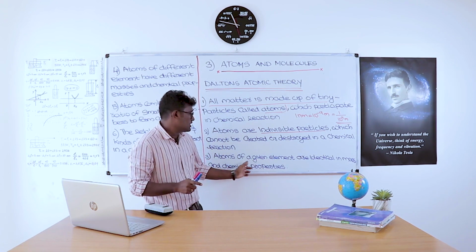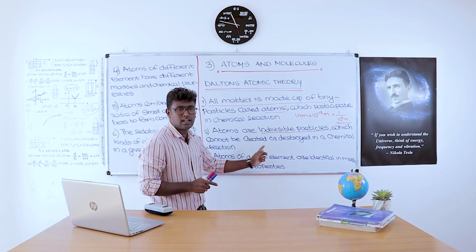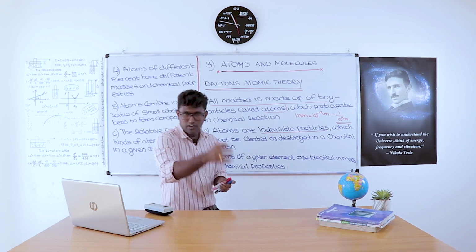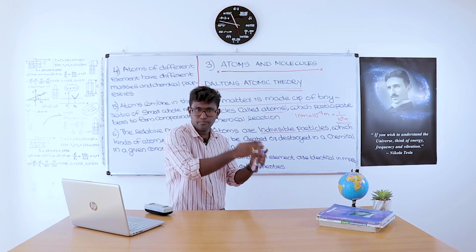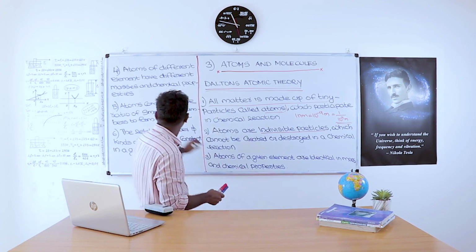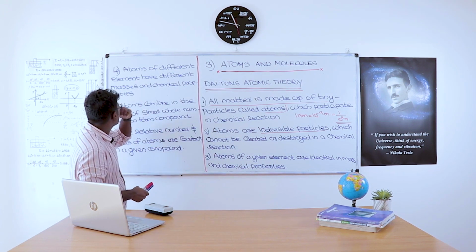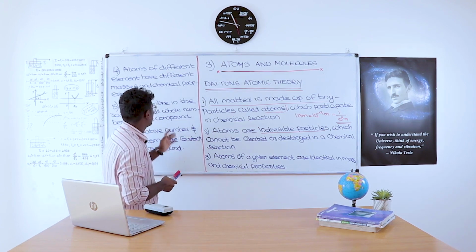So the third point is that atoms of a given element are identical in mass and chemical properties. For a given element, the atoms included in the element show identical mass and similar chemical properties. What is the fourth point? Atoms of different elements have different masses and different chemical properties.